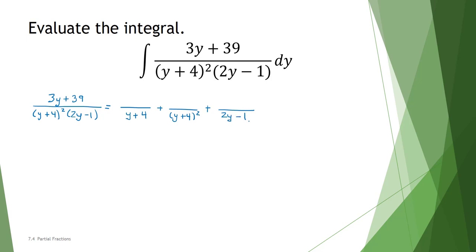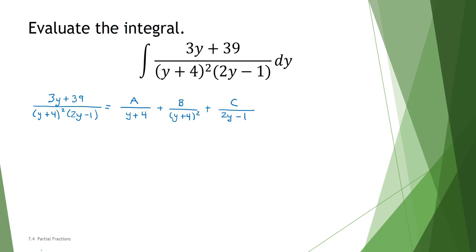Now, because y + 4 and 2y - 1 are both linear factors, each of these fractions just has a constant on top. We're going to call those A, B, and C. Notice that it actually doesn't matter what order you write these in.